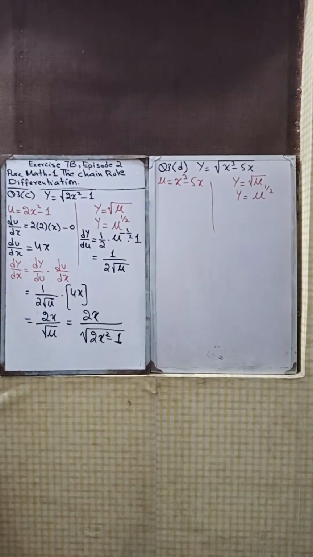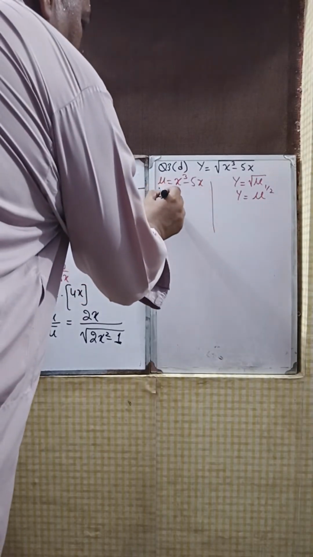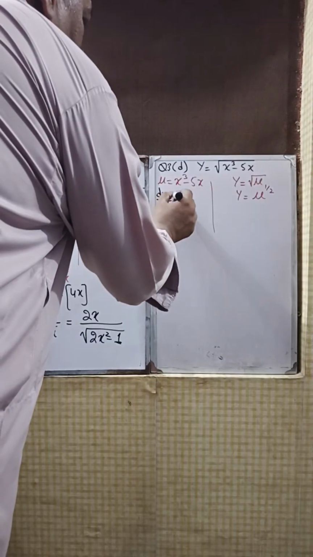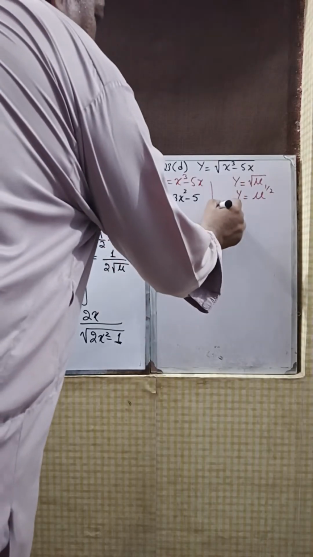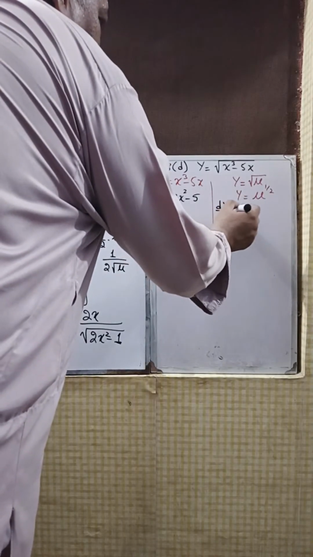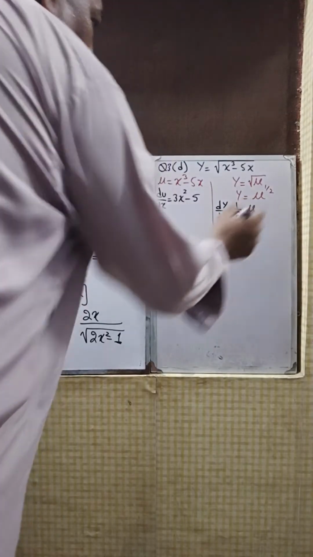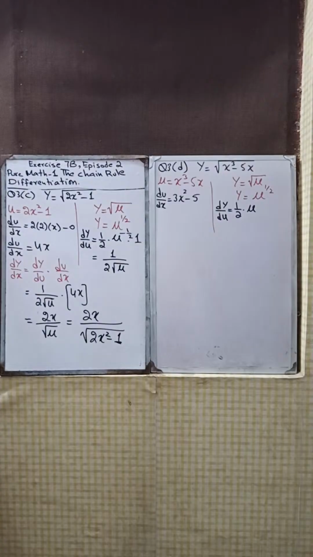Now we will do the derivation. u will be differentiated with respect to x, and y will be differentiated with respect to u. So I will write here du by dx, and this will become 3x squared minus 5. So dy by du will be equal to 1 by 2 u raised to 1 by 2 minus 1, that will be minus 1 by 2. You can do it on your calculator even. u derivative is 1. So dy by du will be equal to 1 divided by 2 under root u.